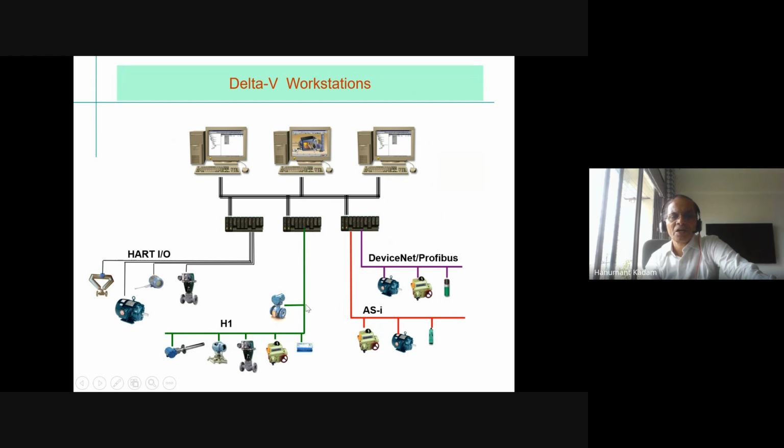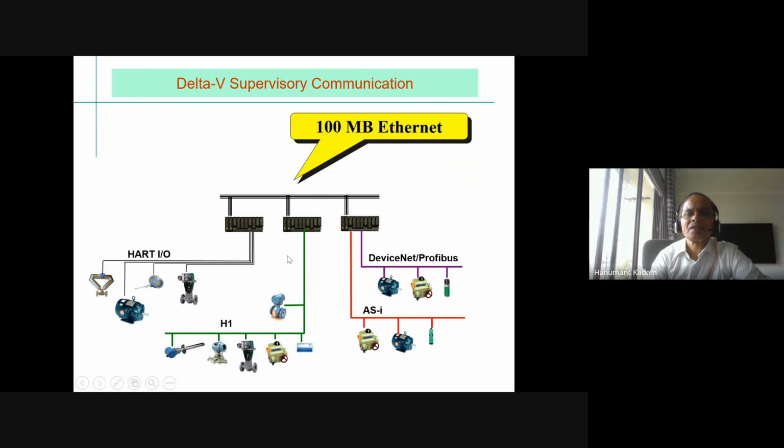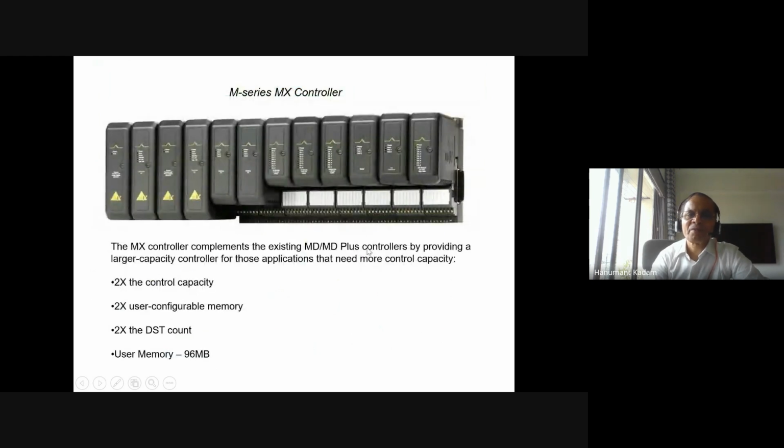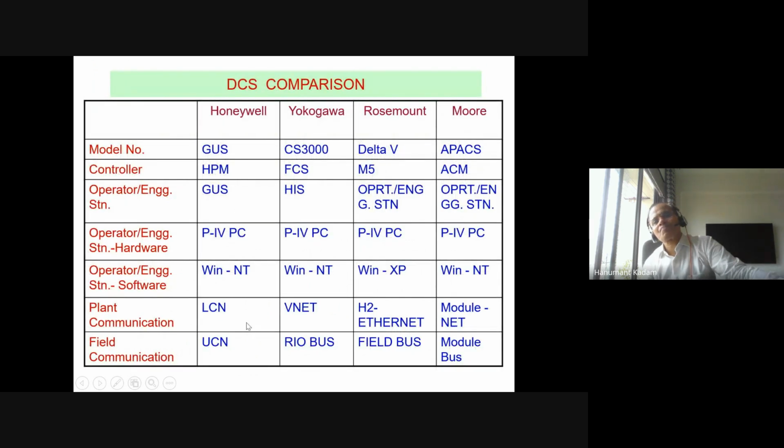Workstations, controllers, HART, H1, AS-i bus, as I told, DeviceNet, Profibus, all types of protocol devices you can connect. Now it is also gigabit. So for any DCS, when you have to compare, you can see what this slide is showing. You have many options, reputed companies: Rosemount is now Emerson, Honeywell, Yokogawa, Moore is also with Siemens.